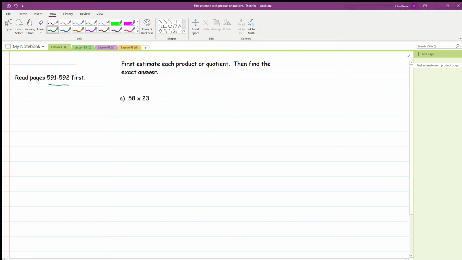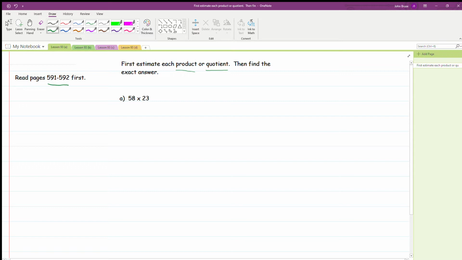All of the problems today have the same directions. They're on page 593. We're going to start with A. It says, first estimate each product or quotient, then find the exact answer. So product is the answer to a multiplication problem, and a quotient is the answer to a division problem. So we need to find an estimate and an exact answer.